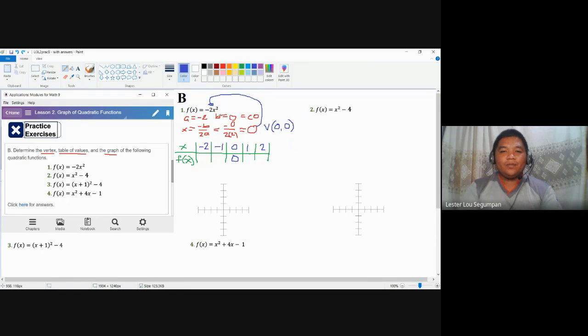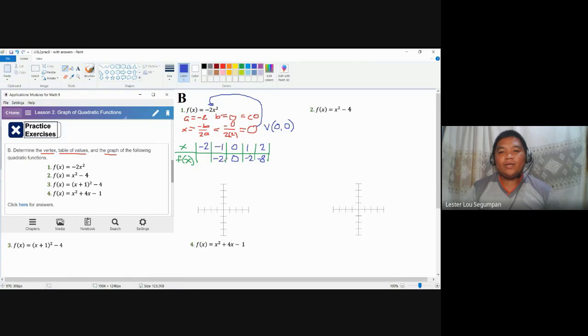Let's substitute 1 here. 1 squared is 1, times negative 2, so we have negative 2. As for 2, 2 squared is 4, times negative 2, so we have negative 8. On the other side, negative 1: the square of negative 1 is positive 1, times negative 2, which should be negative 2.